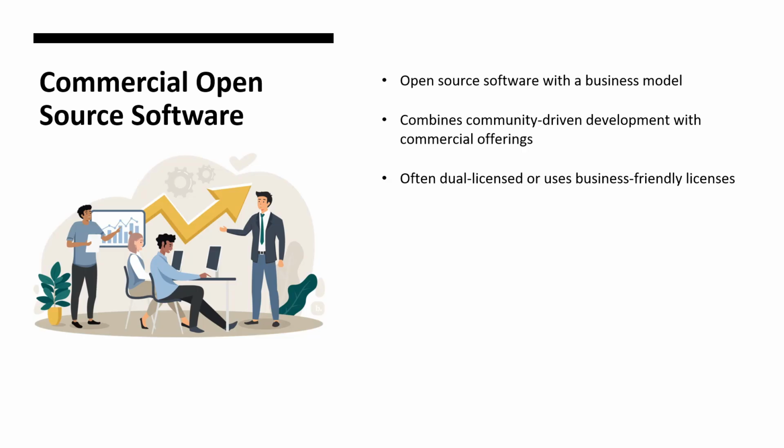Let's talk about commercial open source, where community-driven development meets sustainable business models. Open source software doesn't mean no business. In fact, many successful companies build their entire value proposition around open code. They offer support, hosting, integrations, and enterprise-grade features while still contributing to the commons. This model often uses dual licensing or business-friendly licenses. That means the same codebase can be freely used by the community, while commercial customers pay for added value, like scalability, compliance, or guaranteed support.